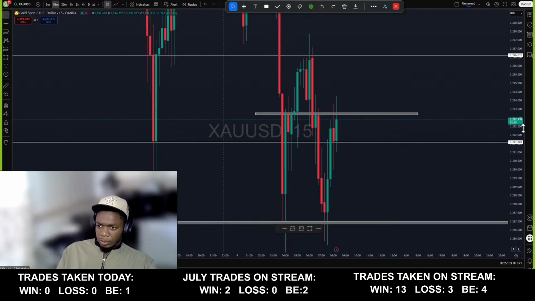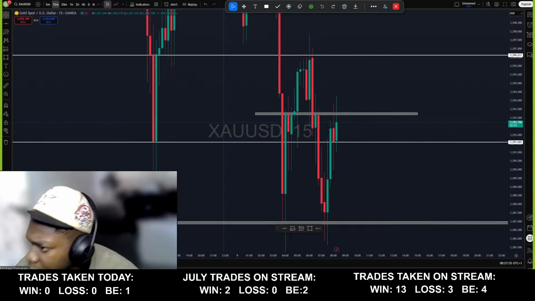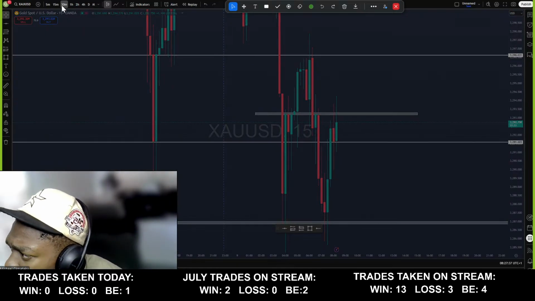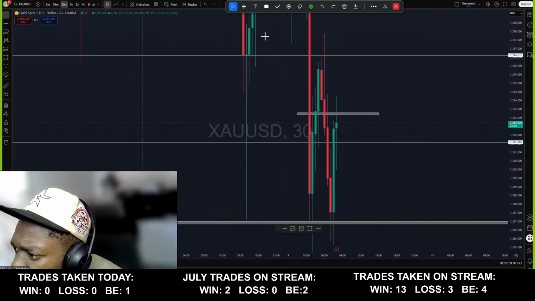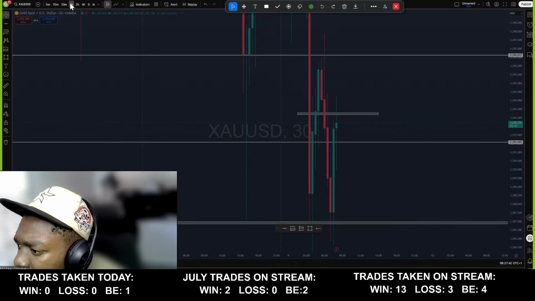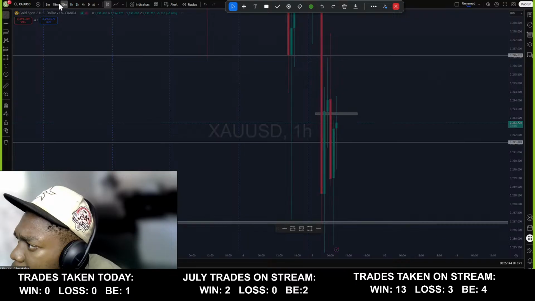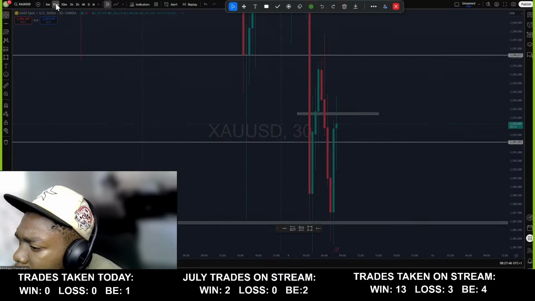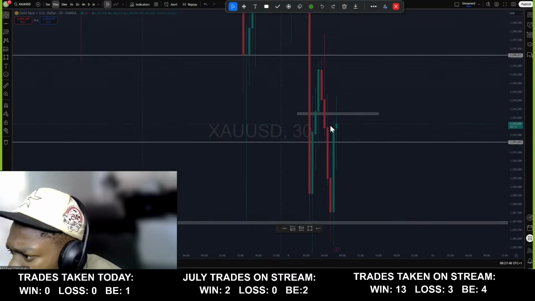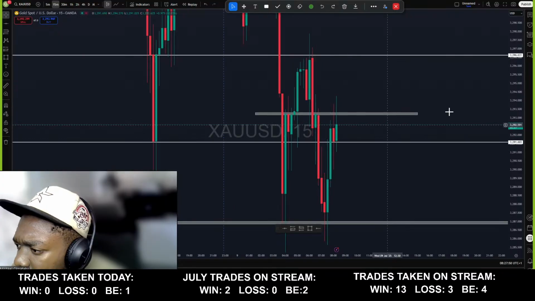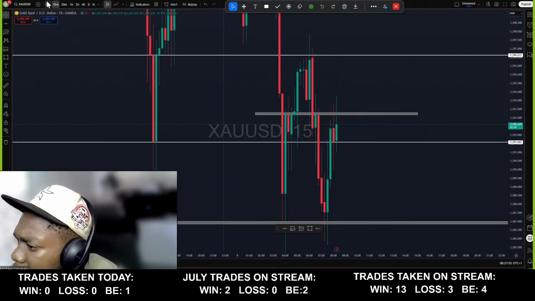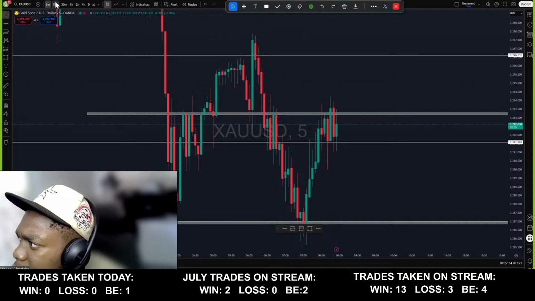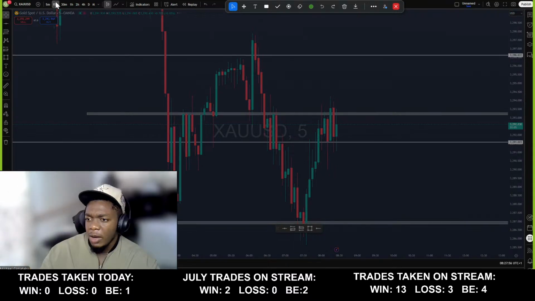Two more minutes, guys. If 30 minutes is bullish, 1 hour is bullish, the 50 minutes is bullish, but it doesn't decide if it goes above or not. But let's wait. You have 2 more minutes, guys.